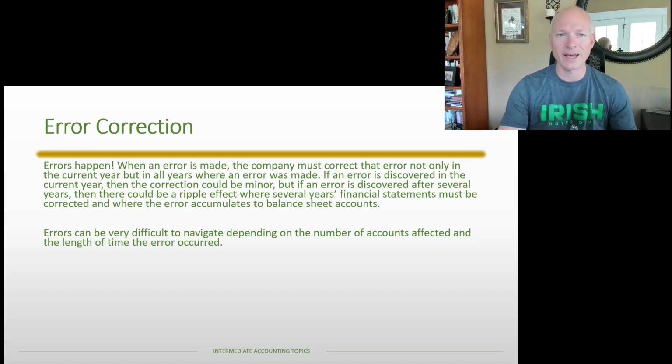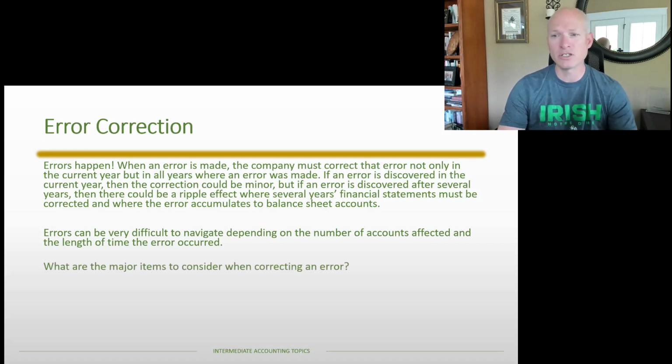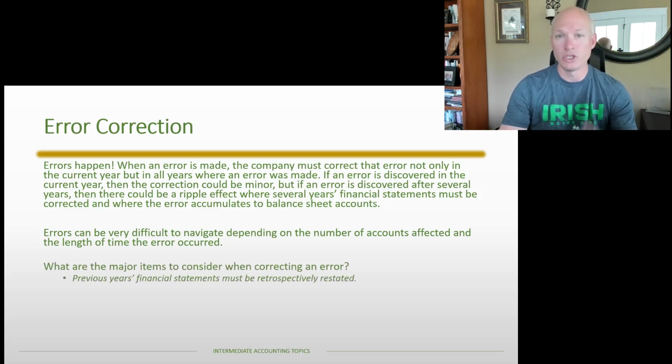And so I like going through this error correction because it really pushes you to understand how your financial statements are affected if you capitalize a cost versus expensing a cost immediately. But major things to consider whenever you have an error: one is, we do need to go back and correct any prior financial statements that would have been published with that erroneous information. There may need to be a journal entry to adjust the account balances.